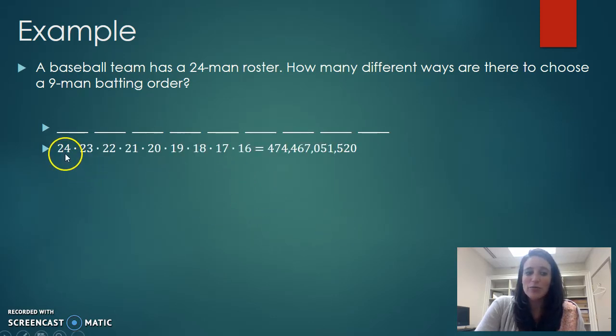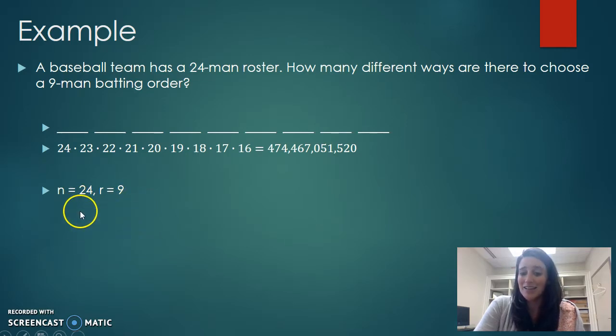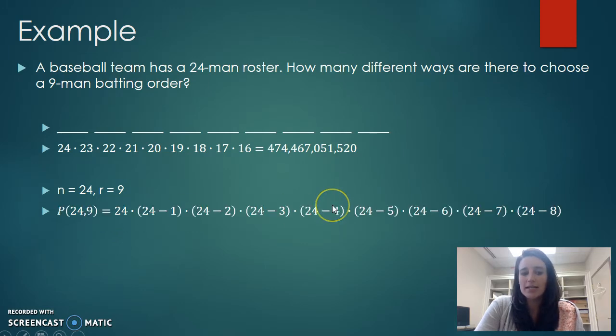And the answer is 16. I would multiply 24 times 23 all the way down until I get to 16. And there are over 474 billion choices for this batting roster, which is humongous. But if we want to put this into the formula, the number of people we had on our roster was 24, and we're trying to make a list of length 9. So N is 24 and R is 9. And I can write P of 24 comma 9. Filling into our formula, that means I end with 24 minus 8, which is where that 16 came from.